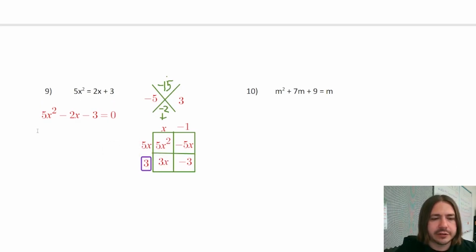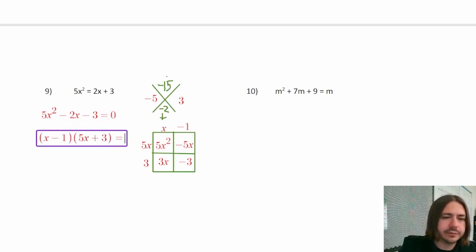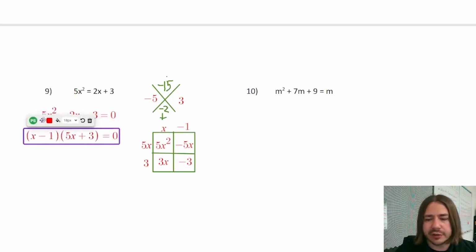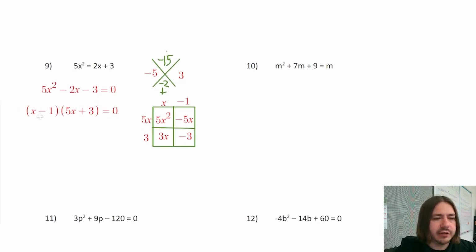So these are our two factors. This is how you come up with those factors. We've got x minus 1, and we've got 5x plus 3. You can double check and multiply those together if you want. We kind of already did that here with the box method to make sure that we got the correct factors, but those should be good. So now that we've got this factored, we can go ahead and solve it.